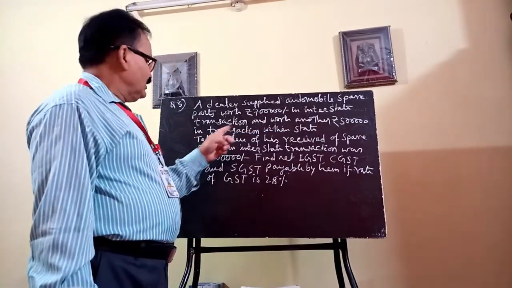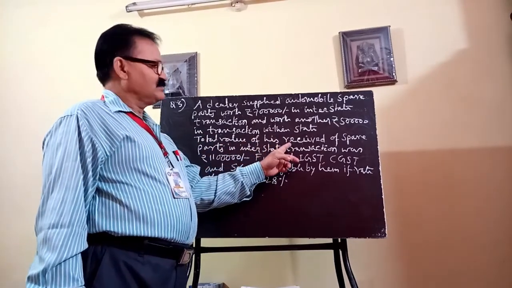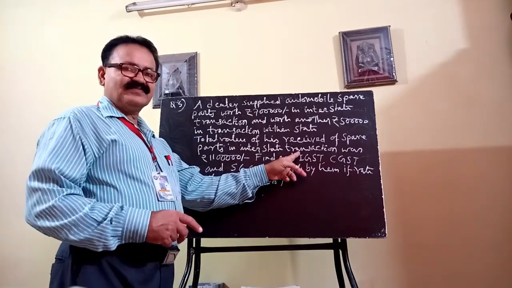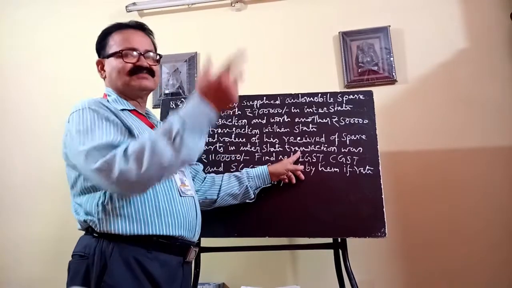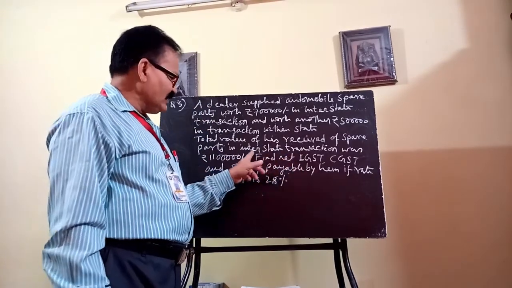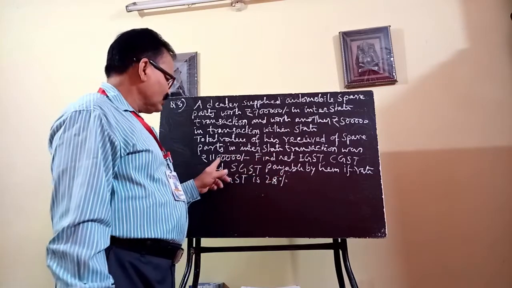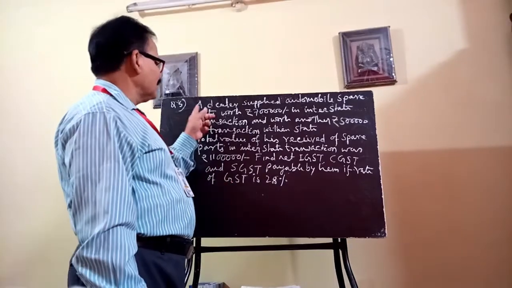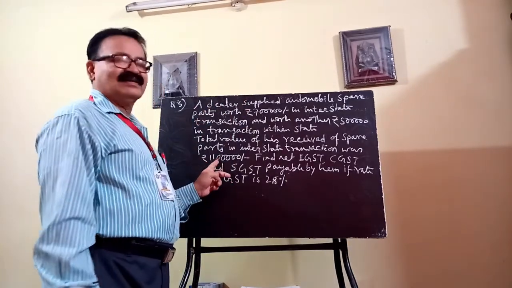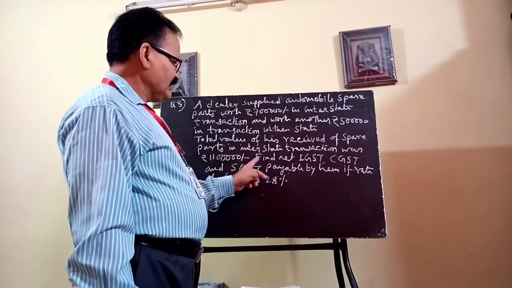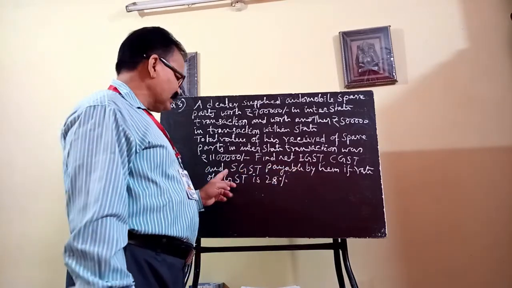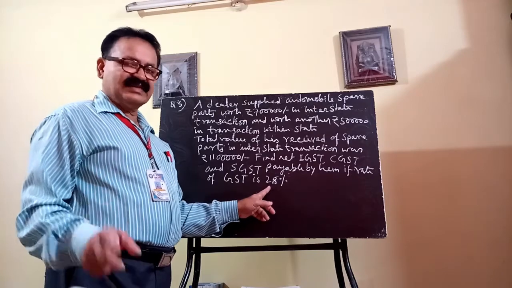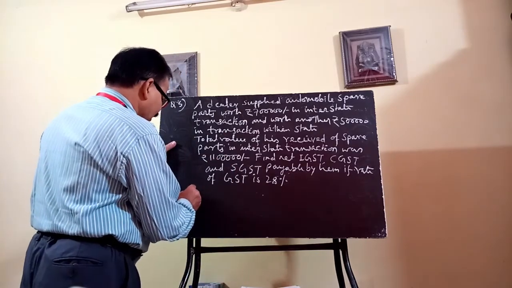Okay. Total value of his receipt of spare parts in interstate transaction, that means this dealer purchased the spare parts from another state. Okay, so that is why it is an interstate transaction. And his purchasing capacity is 11 lakh. The dealer purchased spare parts of 11 lakh for his shop. Find the net IGST, CGST and SGST payable by him if the rate of GST is 28%. Clear? So first from this you write the given part.